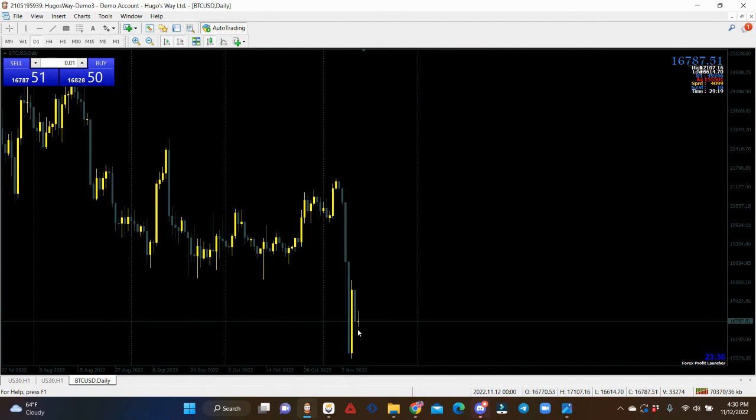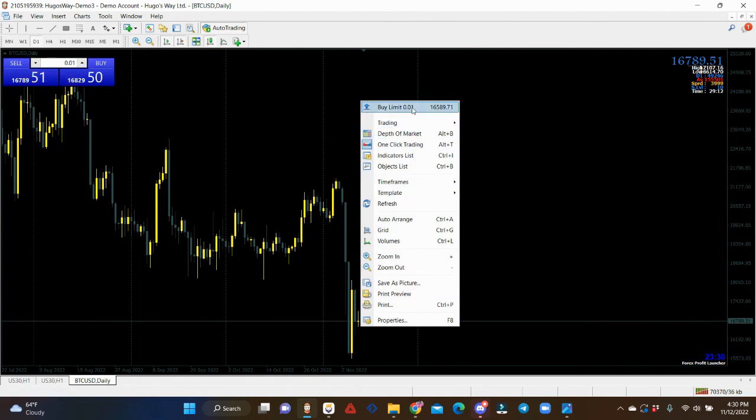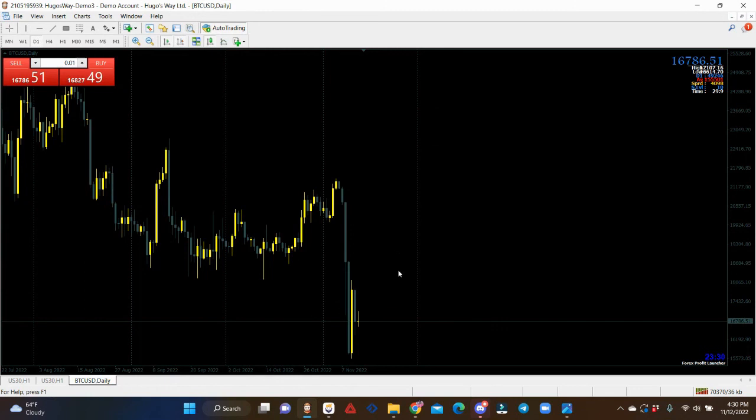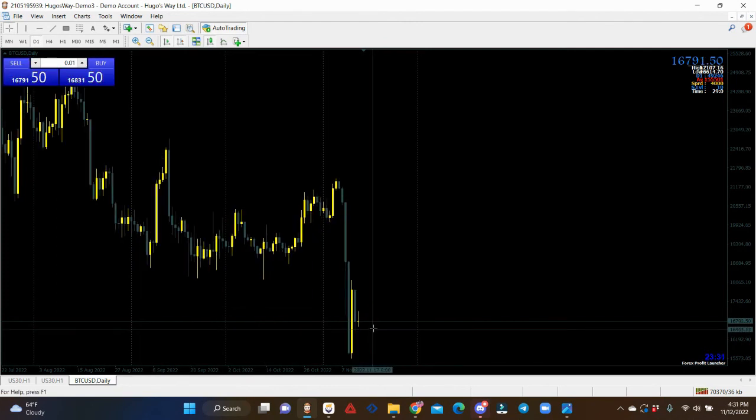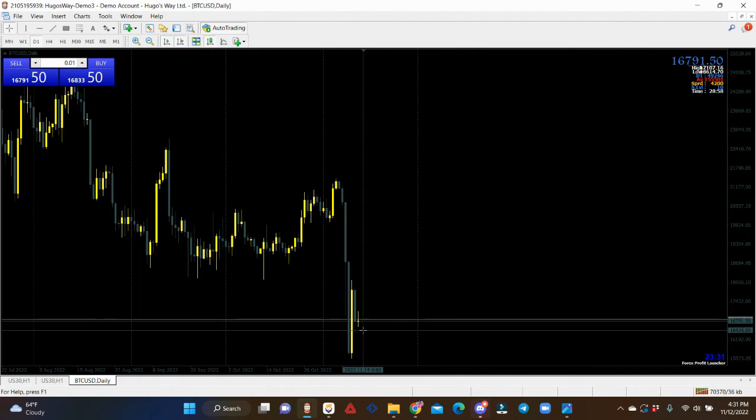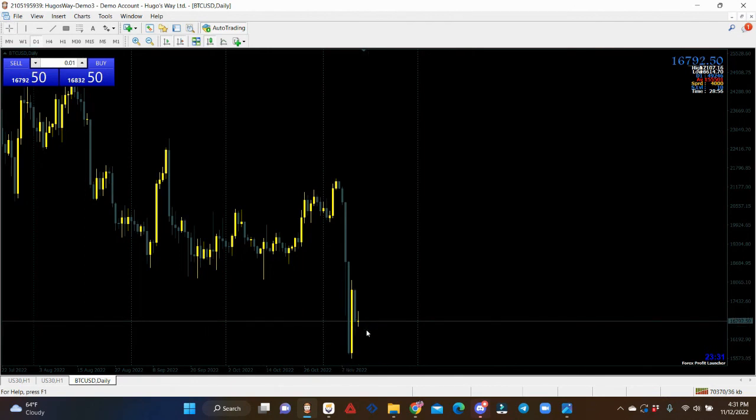So let's say I want to place a buy or a buy limit right here. I'll right click and boom, buy limit pops up right here. If I want to place a sell, let's say right here, I'll right click, boom, sell limit automatically comes up. Let's say I want to place a sell stop underneath price, I'll right click.